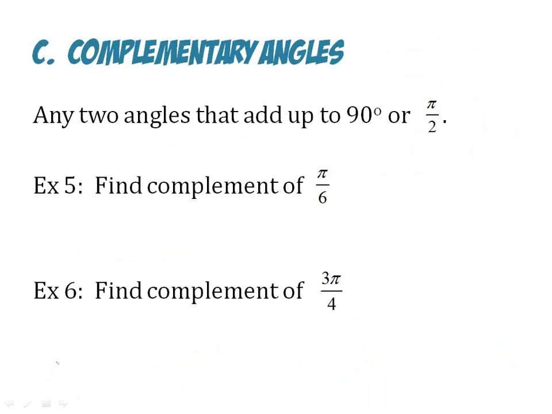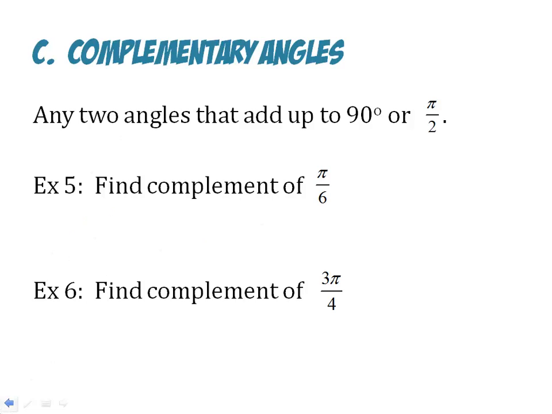Alright, the third relationship is complementary angles. You should remember this from your geometry days. Two angles that add up to 90 degrees, or now with radians, two angles that add up to pi over 2. Alright, so I'm not worried so much about the degrees because you should be able to subtract from 90 without a problem. Let's focus on the radians. Okay, so find the complement of pi over 6.